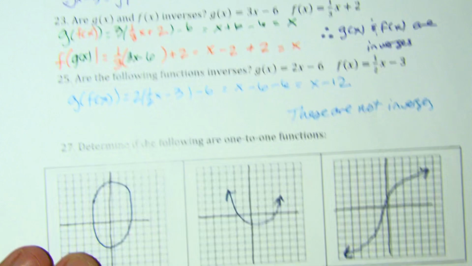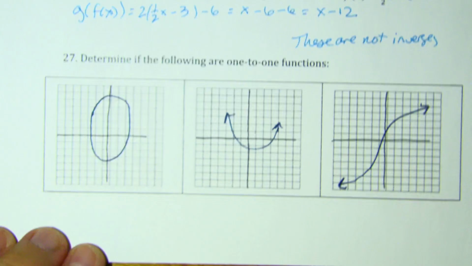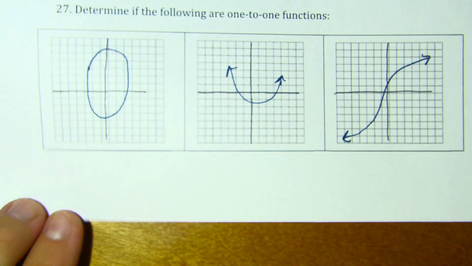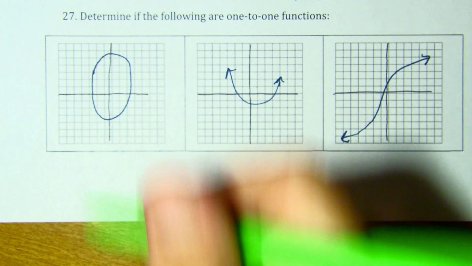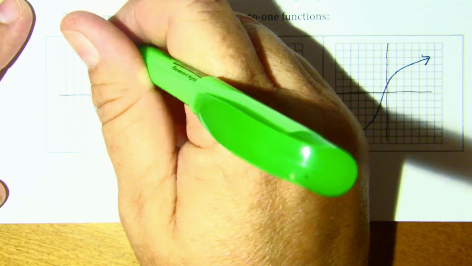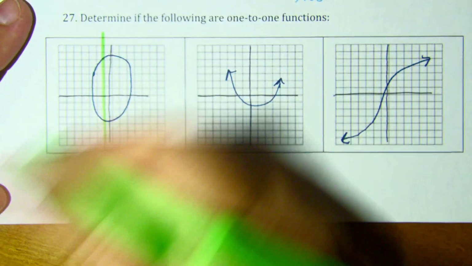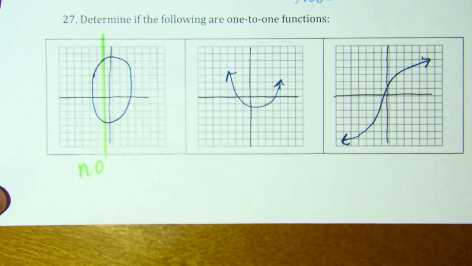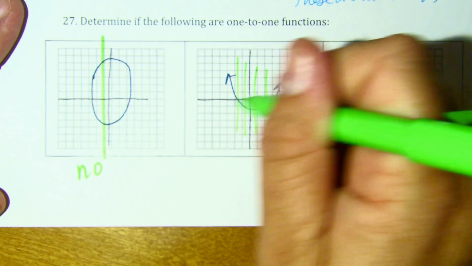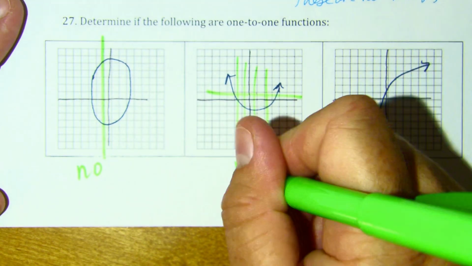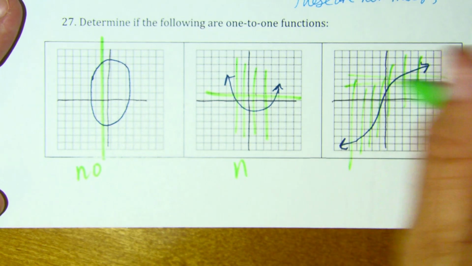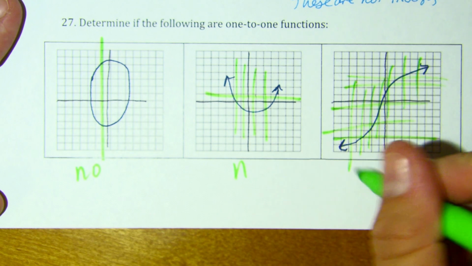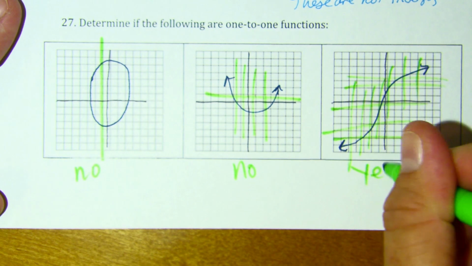All right, in our last example here, it says determine if the following are one-to-one functions. So again, remember they need to pass both the vertical line test and the horizontal line test. So in this first example here, it fails the vertical line test. I don't even need to check the horizontal line test. No, it's not one-to-one. This one passes the vertical line test, but it fails the horizontal line test. So no, it's not. This one passes the vertical line test. It passes the horizontal line test. So yes, it is one-to-one.